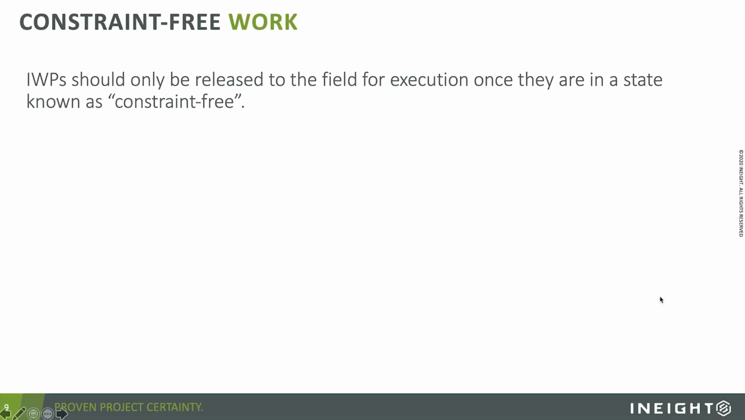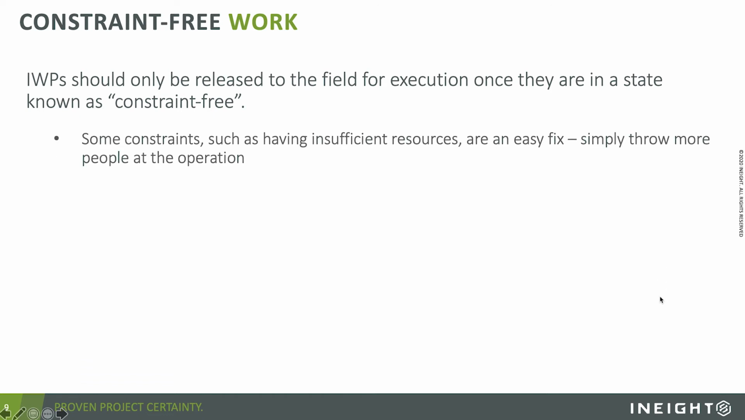And that's what leads you to constraint-free work. An IWP should only be released to the field once they're constraint-free. Now, one of the questions you might be asking is, what are constraints? Well, a lot of times construction looks at constraints like having enough resources. Like, I don't have enough people to get this operation done. We're sliding in our schedule. And those are typically easy to fix. Just throw more people at the operation. You can get it done faster with more bodies.